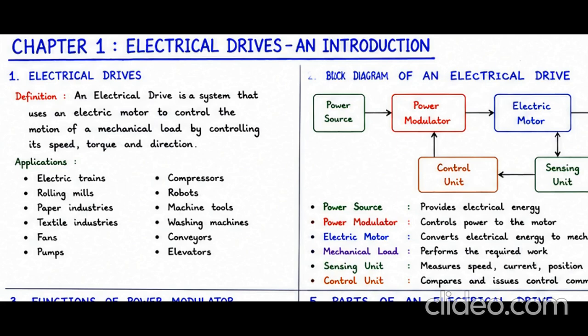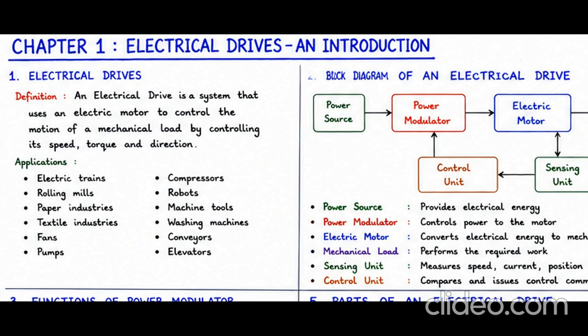In our day-to-day life, almost everything that moves electrically is driven by an electrical drive. Whether it is an electrical fan in our home, an elevator in a shopping mall, a conveyor belt in a factory, or even an electric vehicle, all of them use electrical drives. So, in this chapter, we are going to understand what an electrical drive is, why it is needed, what its major components are, and the different types of power converters used in electrical drives. So, let us get started.